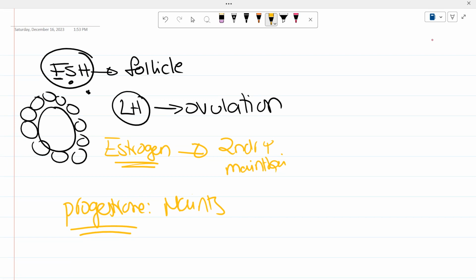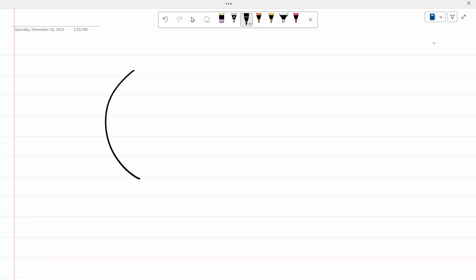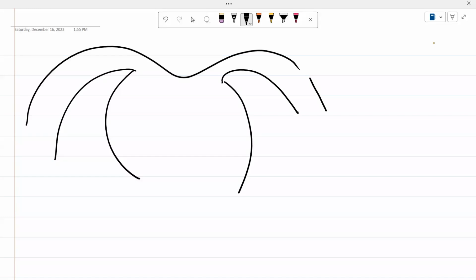Miss, I still don't understand the LH and the progesterone. Okay, my love, I'll tell you. LH is a hormone that releases the egg from the follicle. This is the female system. She looks like a clown. Okay? This is the clown. Doesn't it look like a clown?